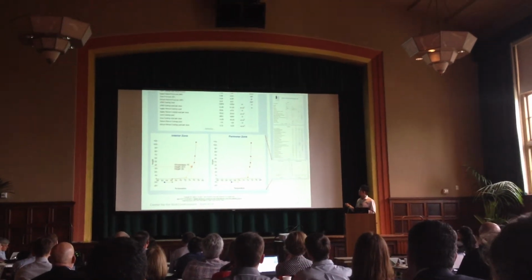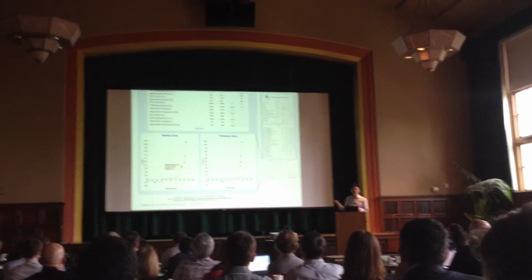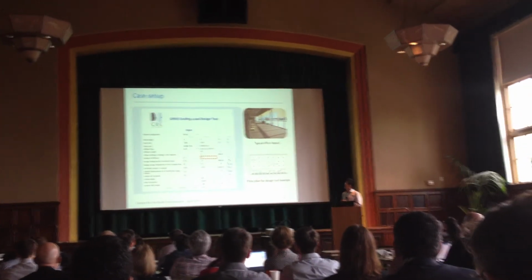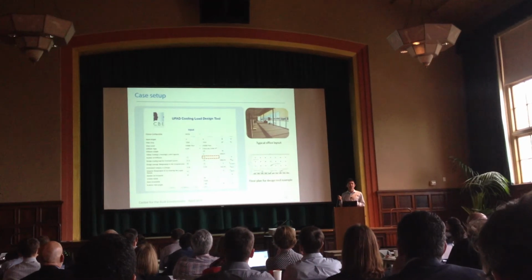And the third panel is the visualization part. We presented the thermal stratification profile in both interior and perimeter zones. This is the case we're going to use for this example.